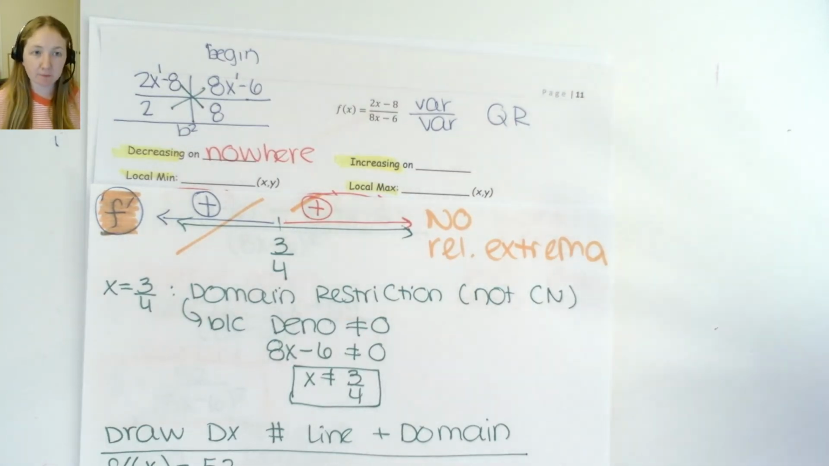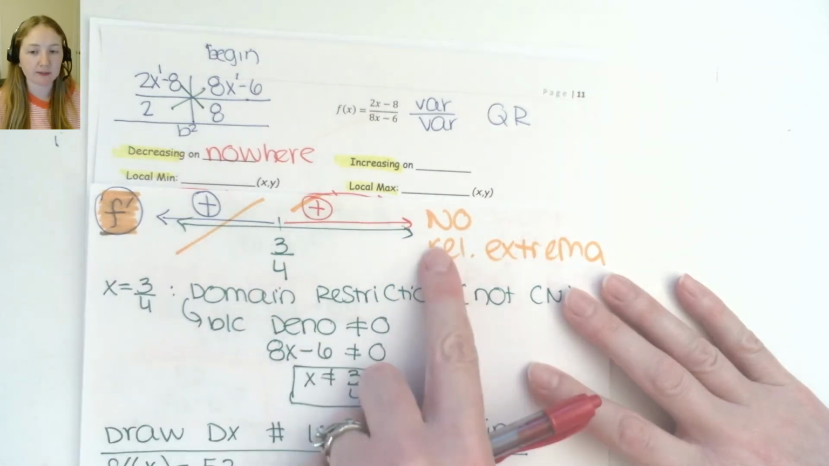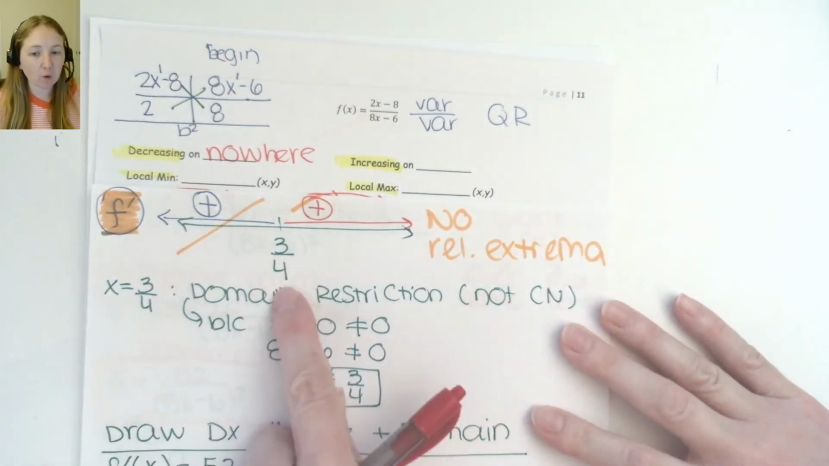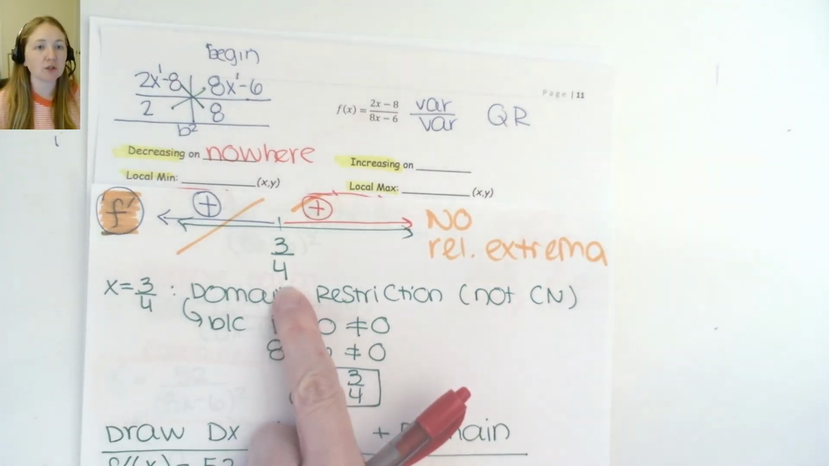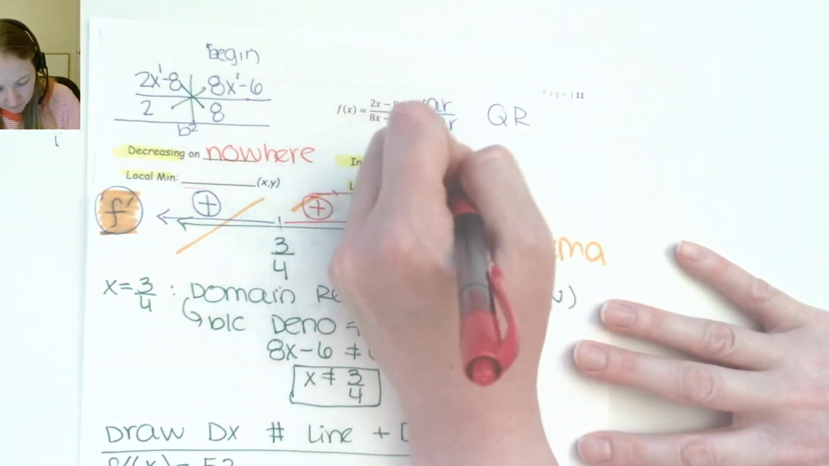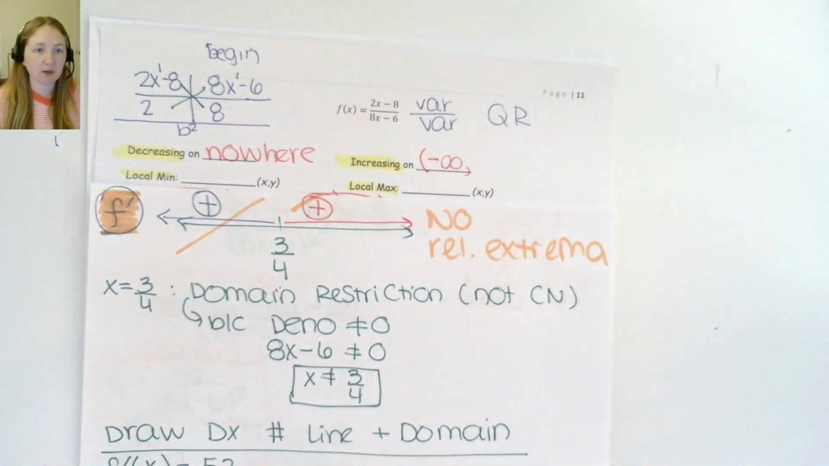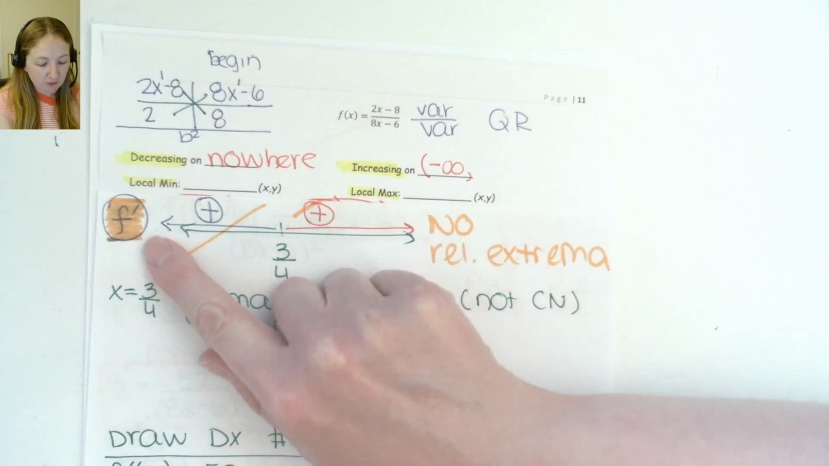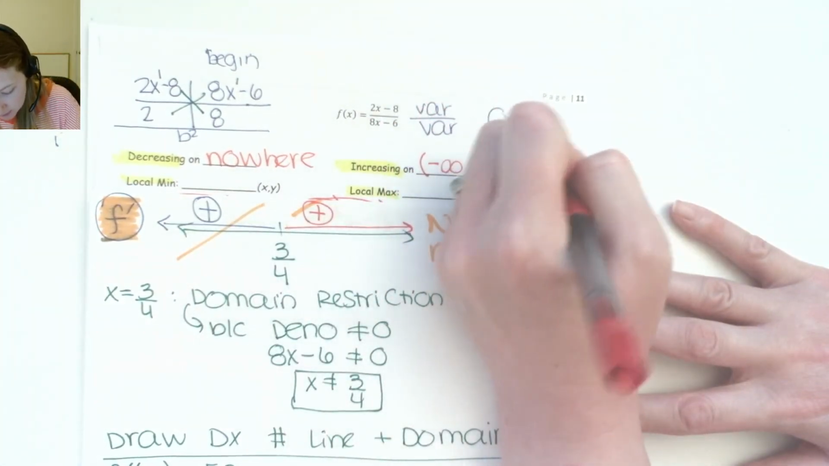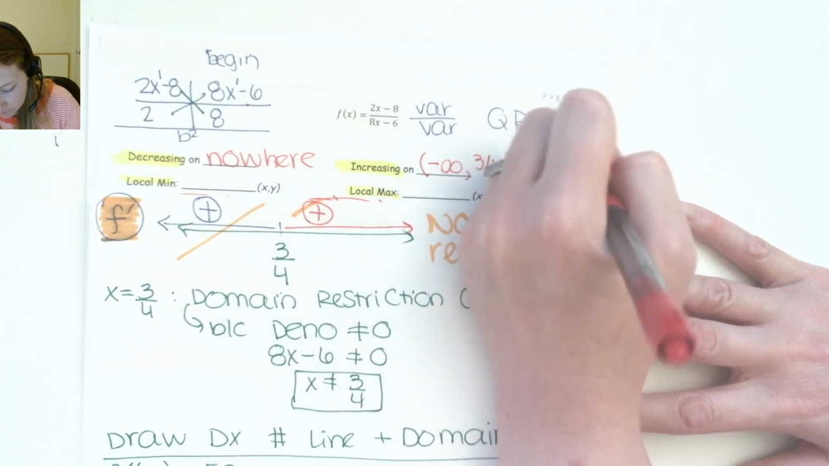For increasing, be careful here. It's very tempting to want to say negative infinity to positive infinity. That is not true. At 3/4, there is a domain restriction. The function is actually not defined at 3/4. And so for you to correctly report this, you must have two separate intervals. You cannot clump it all together in one interval. So you'll write negative infinity to 3/4 and then union 3/4 to infinity.